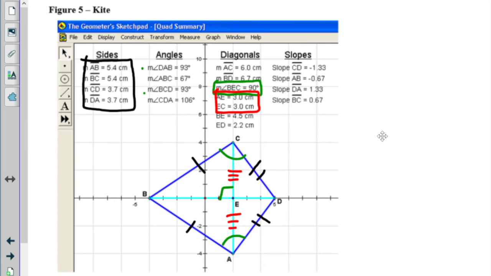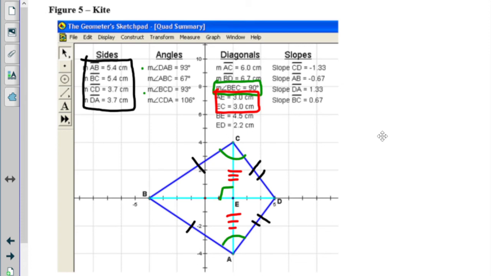And again, remember, that's different from the parallelogram, where both of the diagonals were bisected, split in half. This time it's just one of them. A to E and E to C.